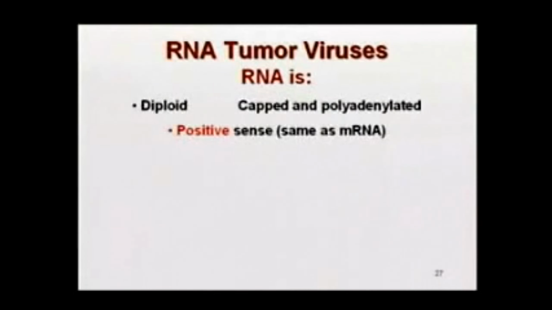Now, the RNA in the genome, there are 2 copies of it. It's a diploid virus. The 2 copies are not complementary. There are 2 positive sense RNAs, the same sense as the messenger RNA. Capped and polyadenylated, you might expect that. This is being produced by the host cell messenger RNA manufacturing system using RNA polymerase II. So you might expect the RNA to look rather like a messenger RNA, and that's exactly the case.